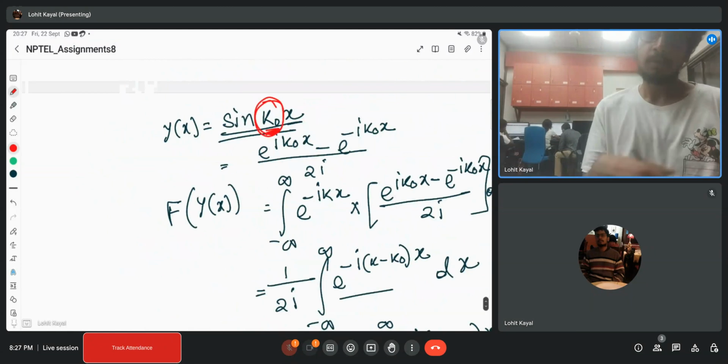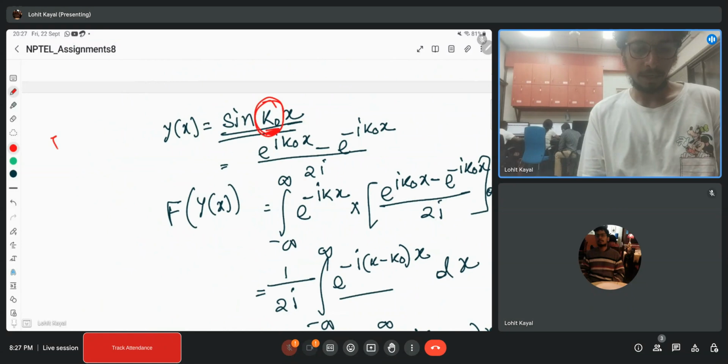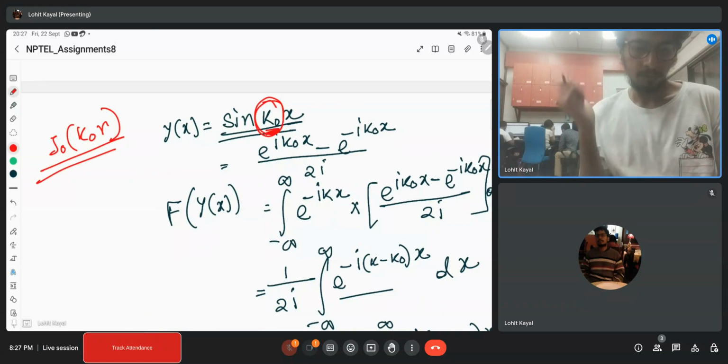So what you can do, you can try to find a cylindrical counterpart. You can try to find what will be the Hankel transform of J0 of k naught r. You can try that at home.